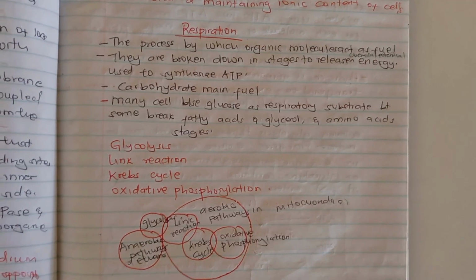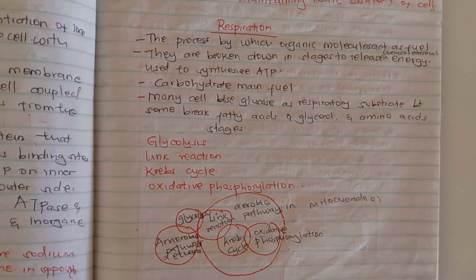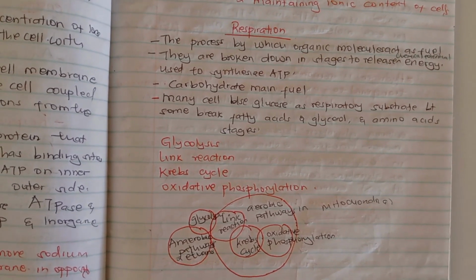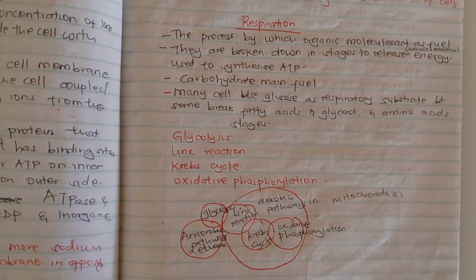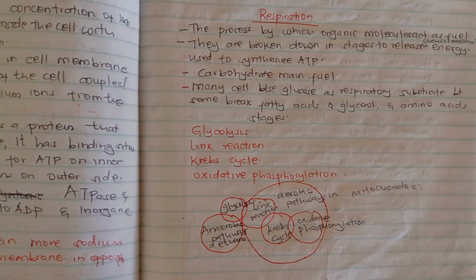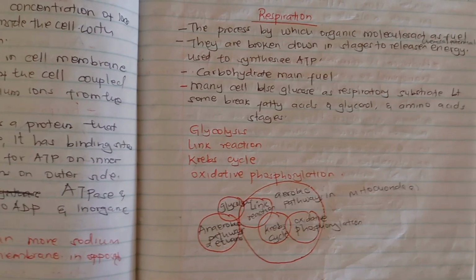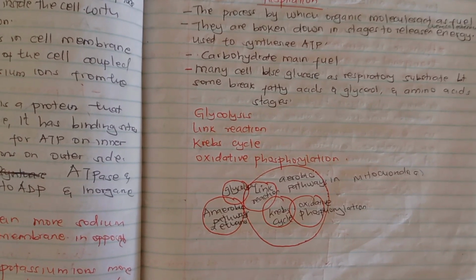Respiration is the process by which organic molecules such as fuel are broken down in stages to release energy, and that energy is used to synthesize ATP. The carbohydrate is the main fuel. Of course, we find that glucose is the main fuel, and many cells use glucose as a respiratory substrate, but some of them break down fatty acids and glycerol and also amino acids.